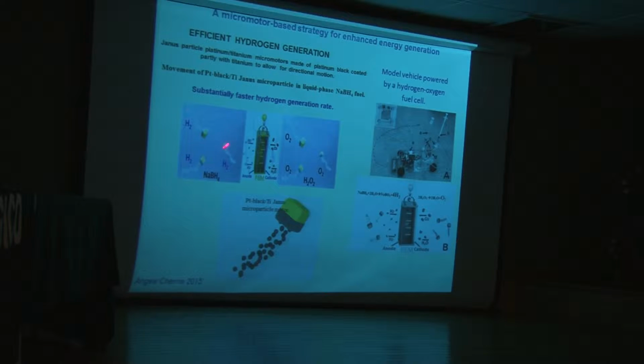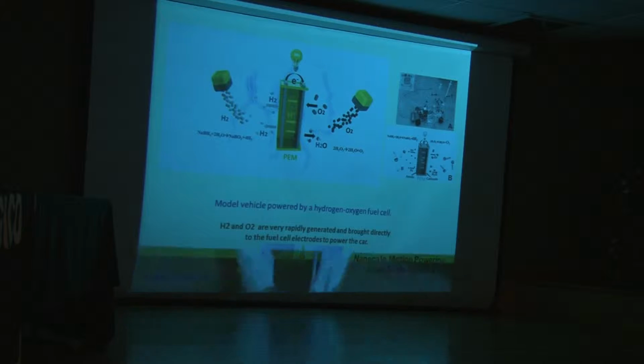Getting a lot of hydrogen rapidly, and if we combine it with the other motor to generate oxygen, we can have a hydrogen-oxygen fuel cell. So at the anode, we have the hydrogen generation, at the cathode, we have the oxygen generation, all built in the motor to power this vehicle, as you'll see in the next video.